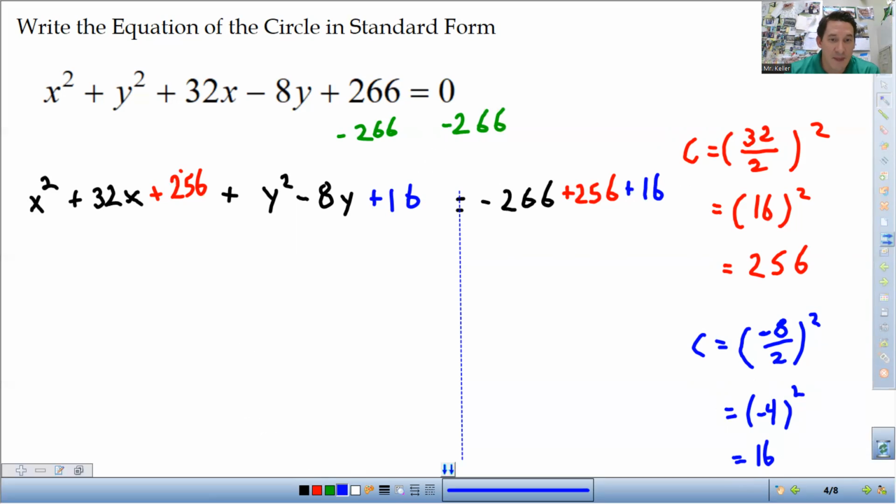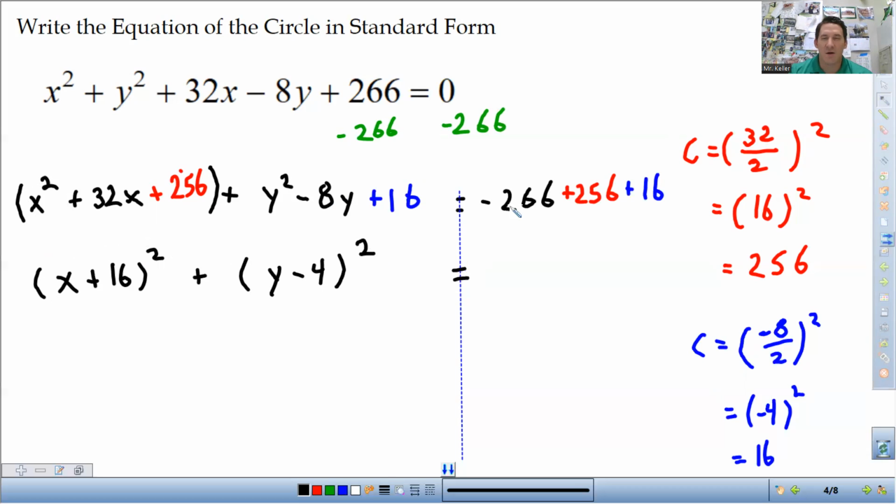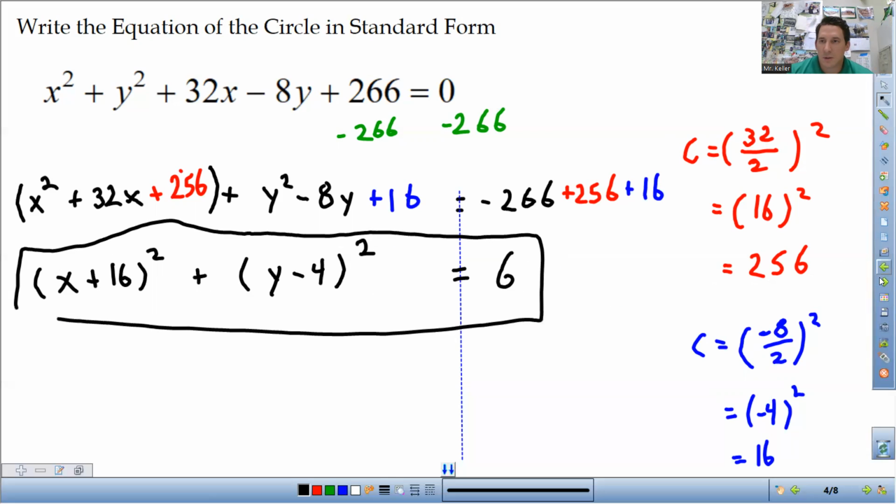All right. Now we're going to factor this. So just this one here. That's all going to factor into x plus 16 squared plus y minus 4 squared. 32 divided by 2 is 16, and negative 8 divided by 2 is negative 4. Add all this together. Negative 266 plus 256 is negative 10 plus 16 is positive 6. There we go.